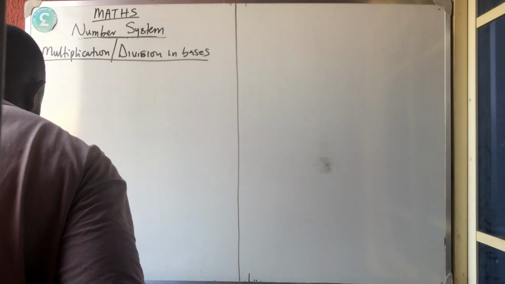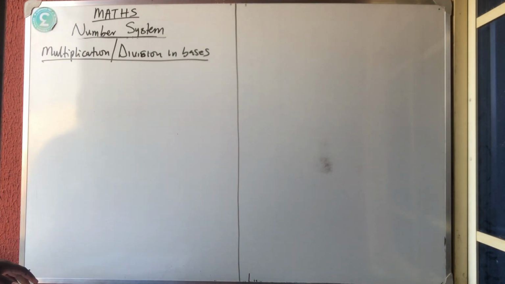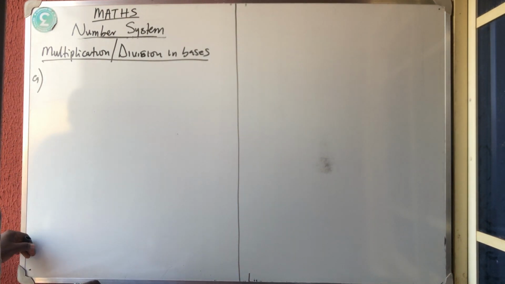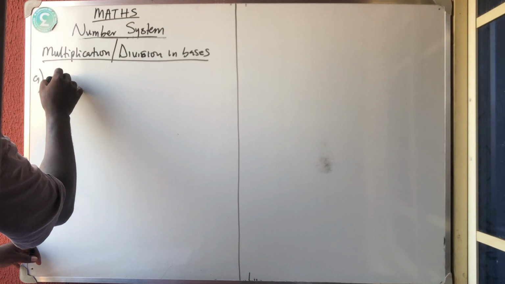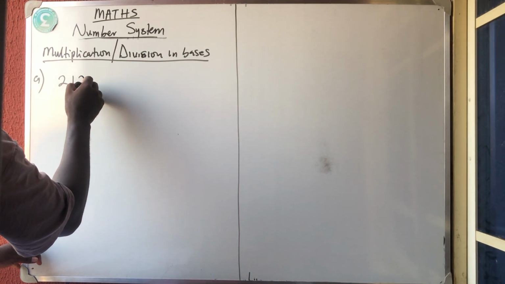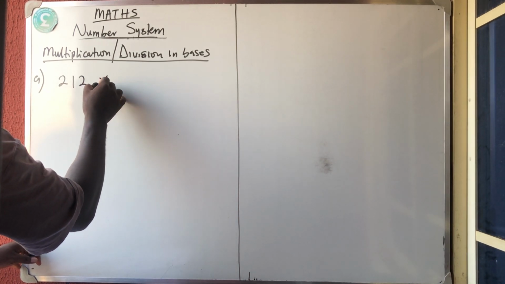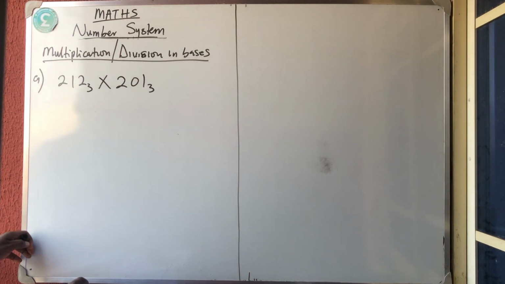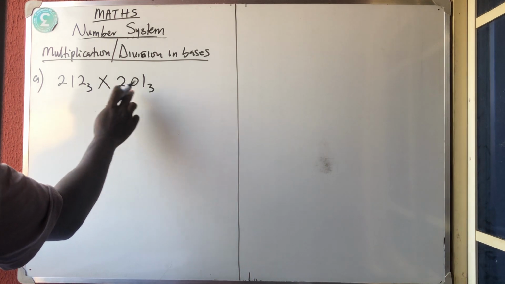Let's talk about multiplication and division of number bases. Okay, so the first question example is very simple. The first question we're going to look at is 212 base 3 times 201 base 3. Now, this method I'm going to use is when they are in the same base.